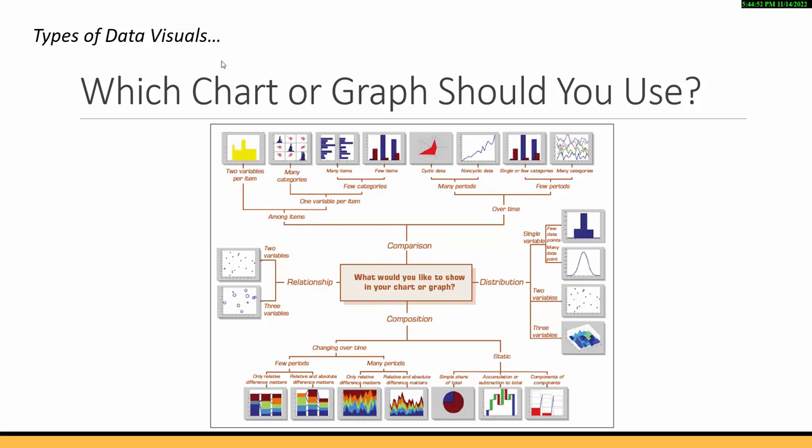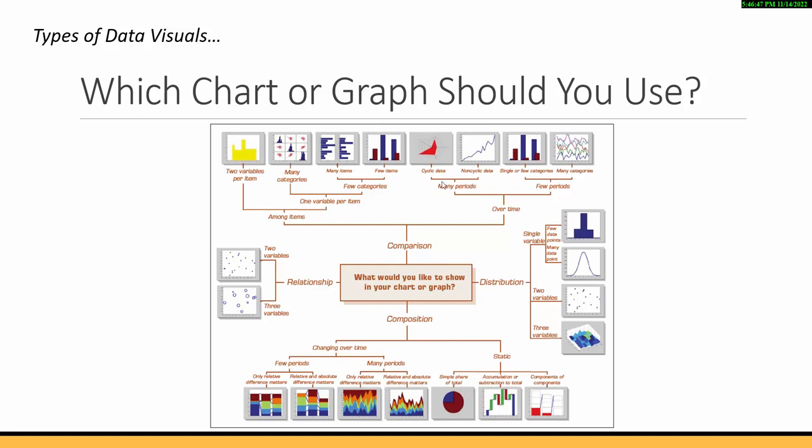So then again, the question comes, which chart or graph should you use when? That depends on what you would like to show in your chart or graph. Now here's a little guide to help you. If our goal is comparison, then you come on this side. If the comparison is over time, then you're going to ask the question, do you have few periods or do you have many periods? If you have few periods, then maybe a multi-line chart will help, so multiple lines on one line chart. Or if you have fewer categories, you can even go for a column chart or stacked column chart, or any variation that suits you.